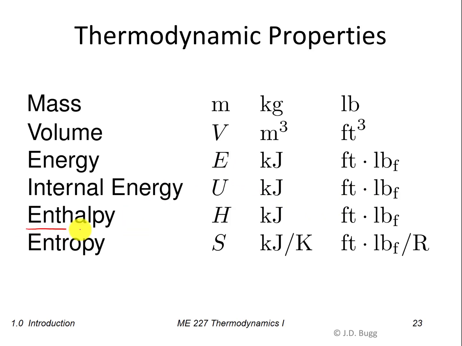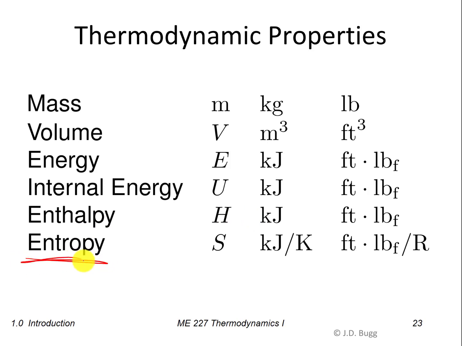Next is enthalpy. So that is a new term for you. It is a form of energy. We'll be doing a detailed discussion of exactly what enthalpy means later on. But its symbol we're defining right now is an uppercase H, and because it's a form of energy, it has the same units as energy and internal energy, so kilojoules and foot-pounds. The last thermodynamic property we're going to talk about here is entropy.